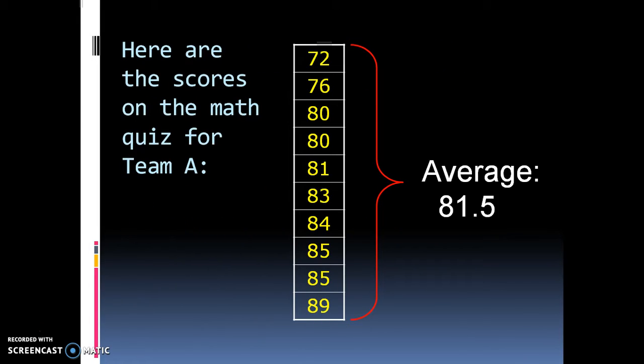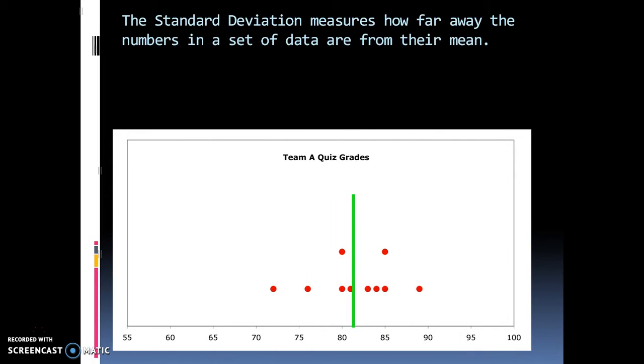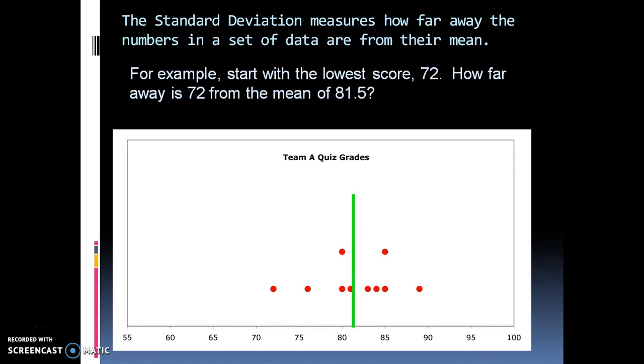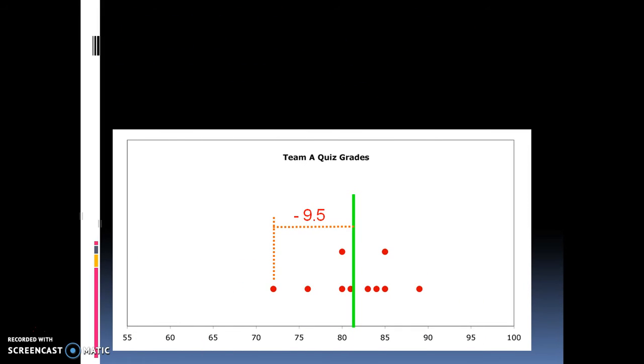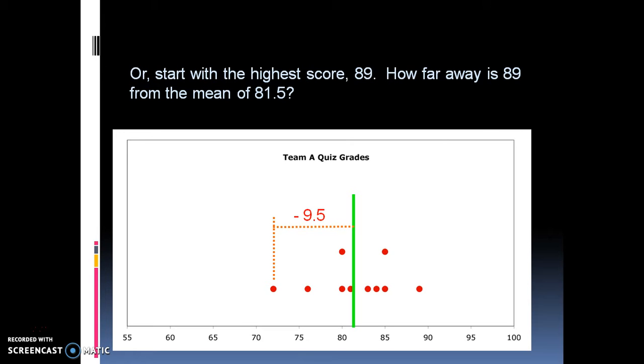So here, back to the original example I was talking about, here are the scores on the math quiz for Team A. The average was 81.5. And standard deviation measures how far away the numbers in a set are from their mean. For example, if we start with the lowest score of 72, how far away is that from the mean of 81.5? Well, it's 9.5 points away. And then if we look at the highest score, 89, how far away is that from the mean? 7.5 points away from the mean.